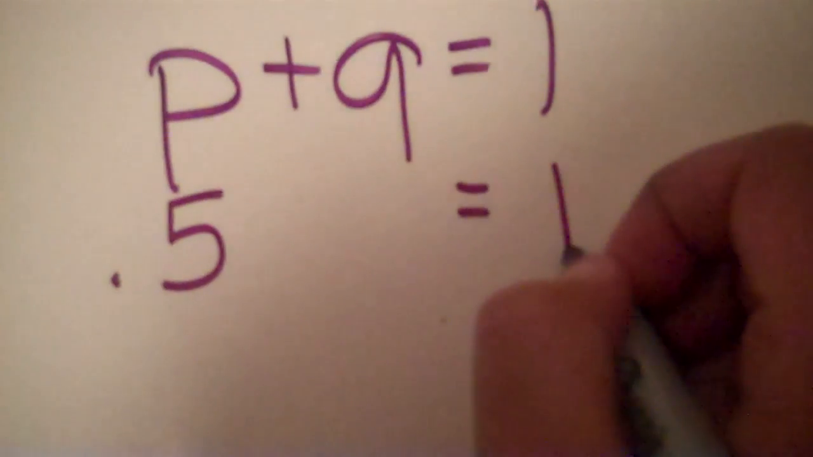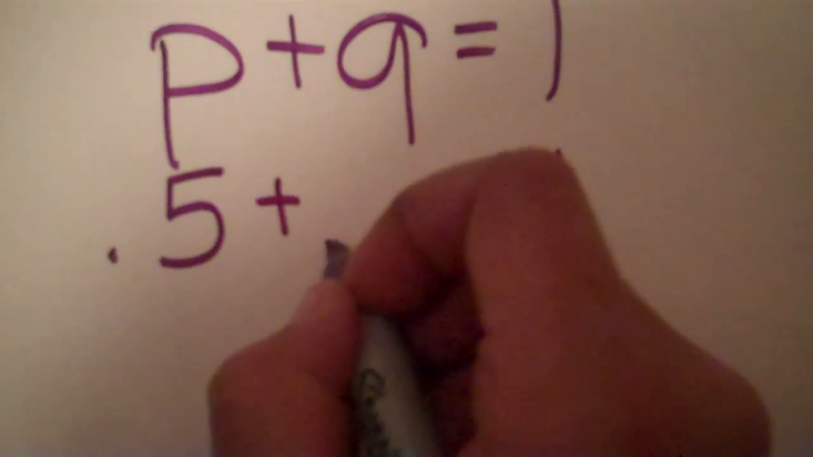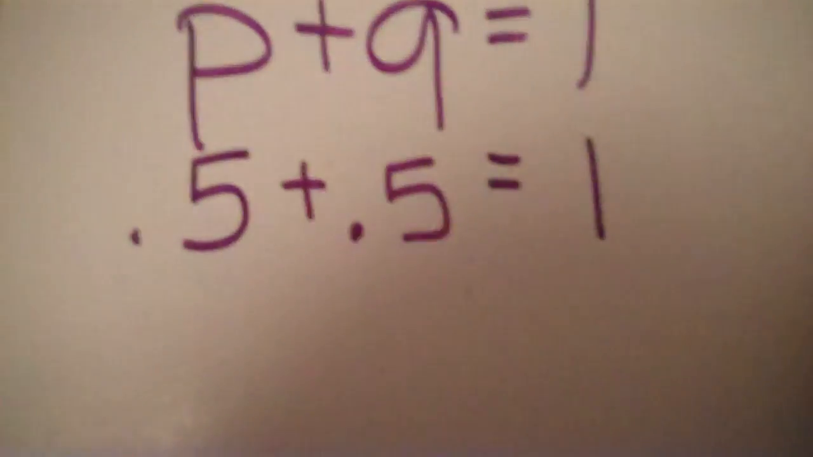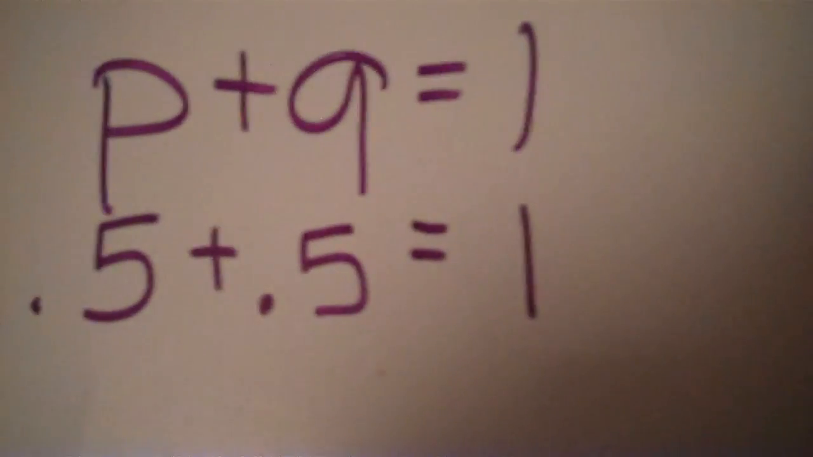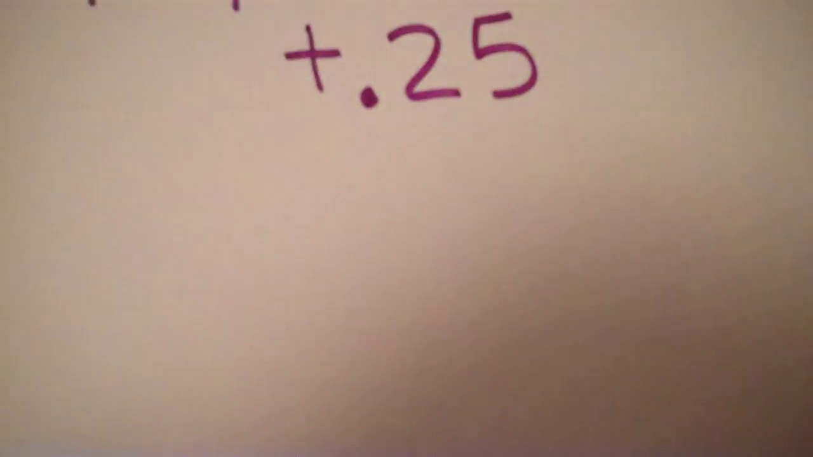And because p plus q is equal to 1, you automatically know that q is 0.5, because 0.5 plus 0.5 is equal to 1. And then, because q equals 0.5, you can figure out the value of q squared, which is 0.25. So you want to plug that in under q squared.